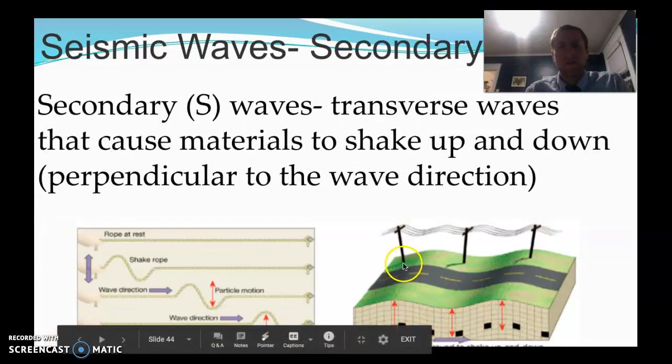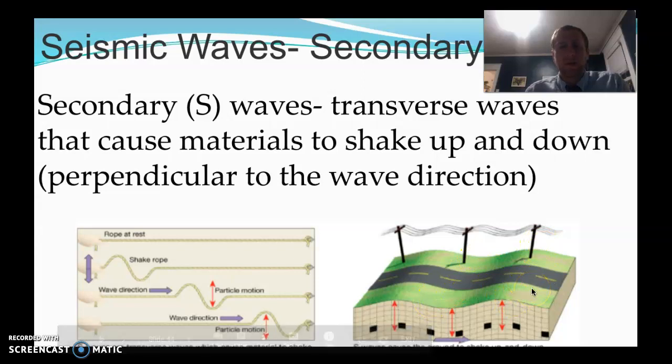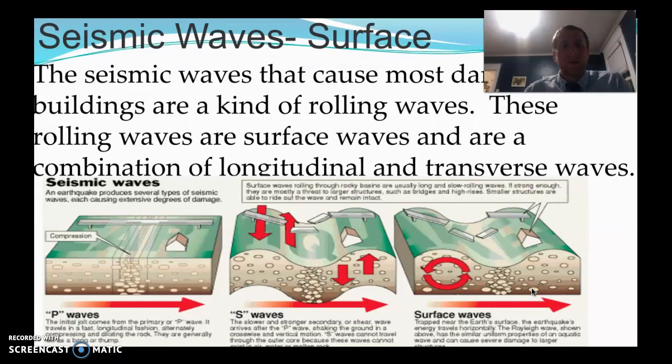Secondary waves would cause this up and down waving motion. It's not as problematic, but could certainly cause toppling of buildings. But the problem is when you put those two together. So imagine for a second that you have a pushing forward and backwards and an up and down at the same time that actually forms a circle.